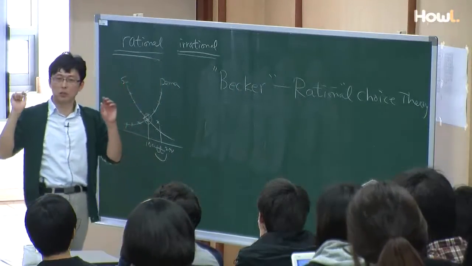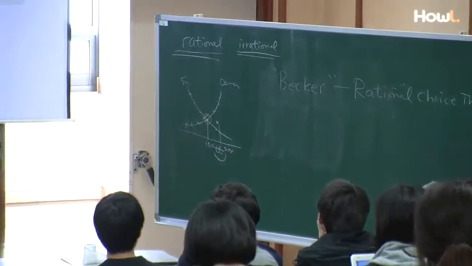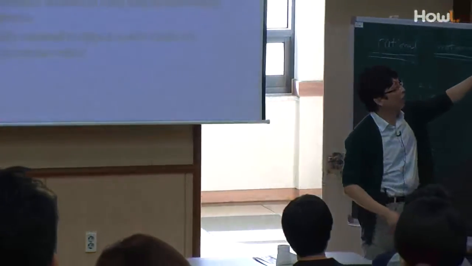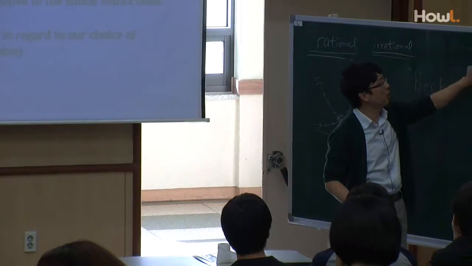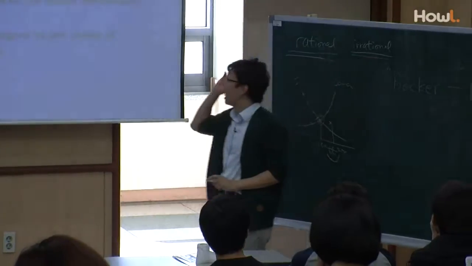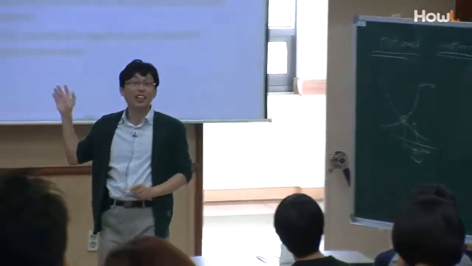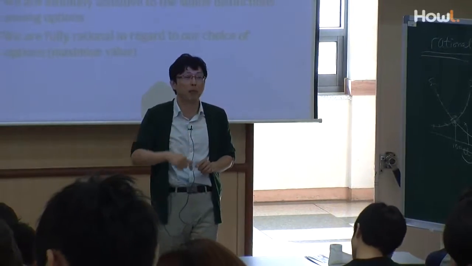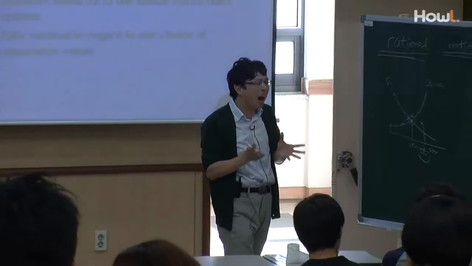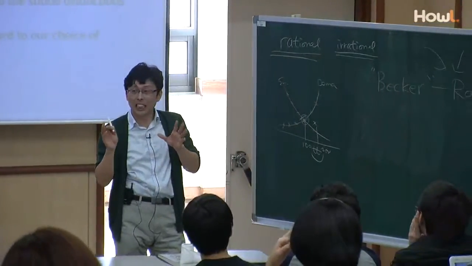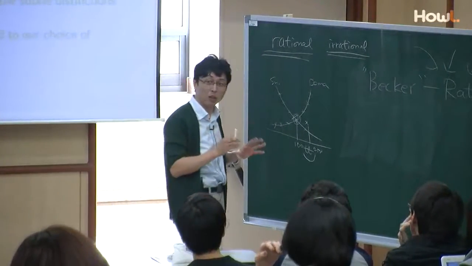Our choice is rational, based on all the information, okay? This idea comes from this assumption, and it is attacked by many other psychologists. That's our topic today. This one is wrong, because our choice cannot be rational. We are bounded rationality.